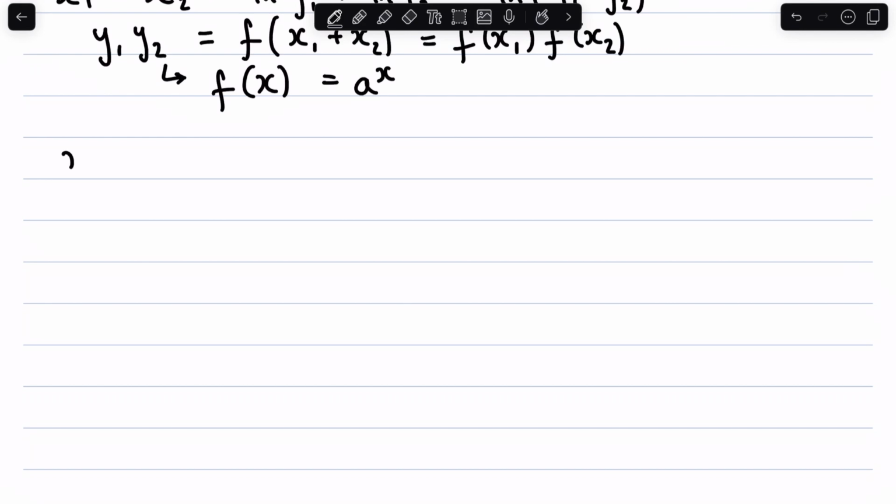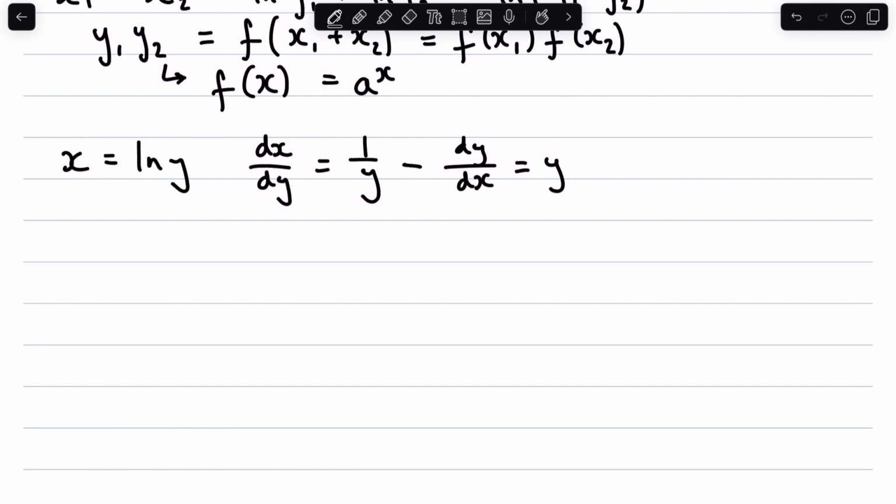Now if we think about our x equals ln y, when we differentiate this in terms of y, so dx by dy, we get 1 over y. And if we rearrange this, we can see dy by dx equals y. And this is an important result. We're basically saying that when we differentiate by x our inverse function, so y or f of x, which we know is of the form a to the x, this is equal to itself, a to the x.